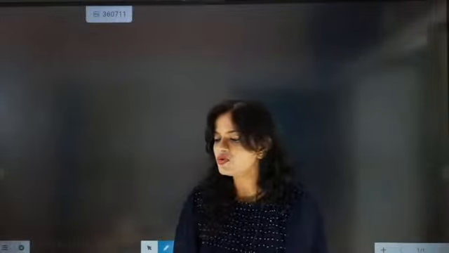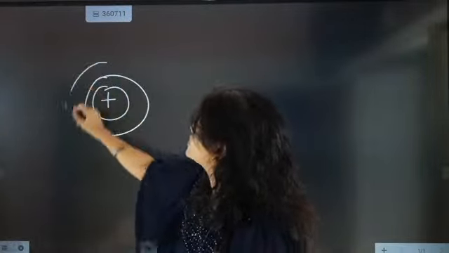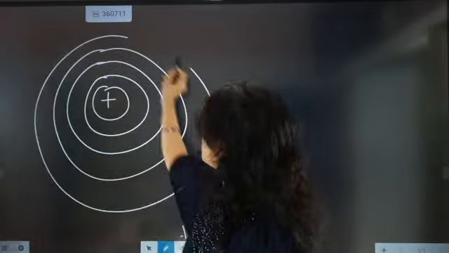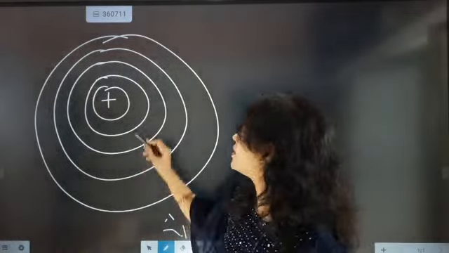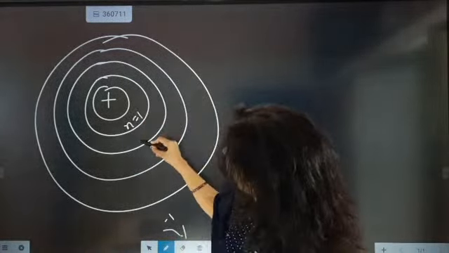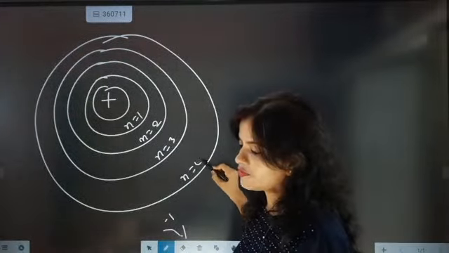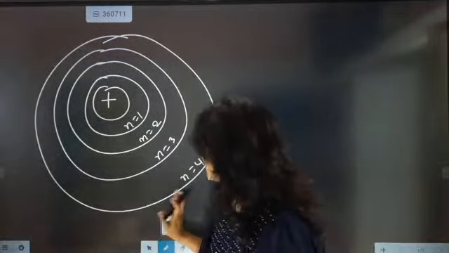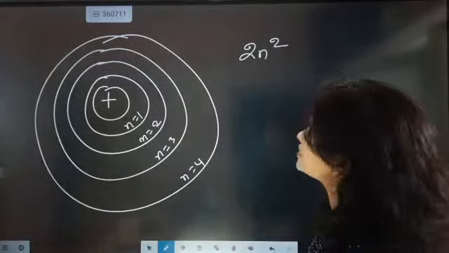Now just understand the rule very nicely. Now I'm going to present it orbit by orbit: first orbit, second orbit, third orbit and fourth orbit. So n will be 1, 2, 3, 4. When I talk about the Bohr-Bury scheme, it is written as 2n square.